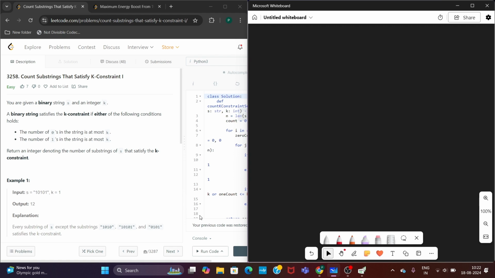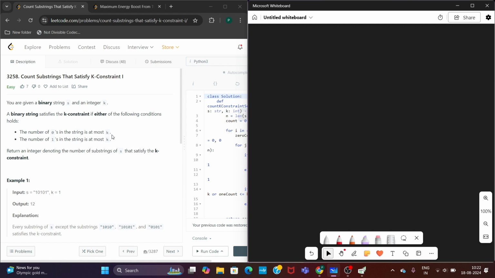Okay, so in this problem statement we have been given a binary string s and an integer k. A binary string satisfies the k-constraint if either of the following conditions holds. The number of zeros in the string is at most k.